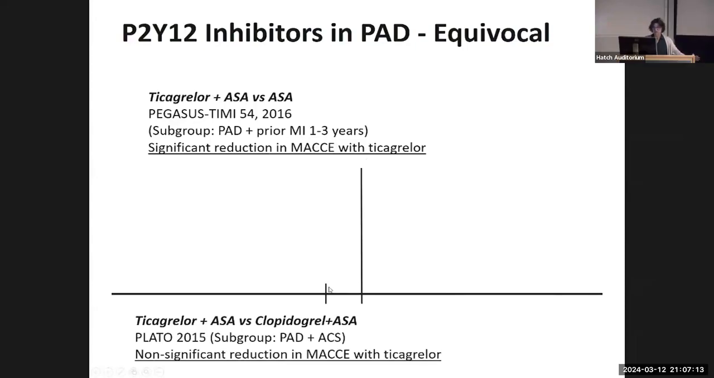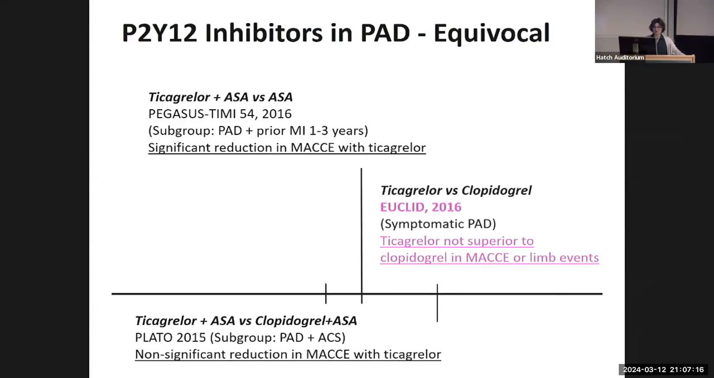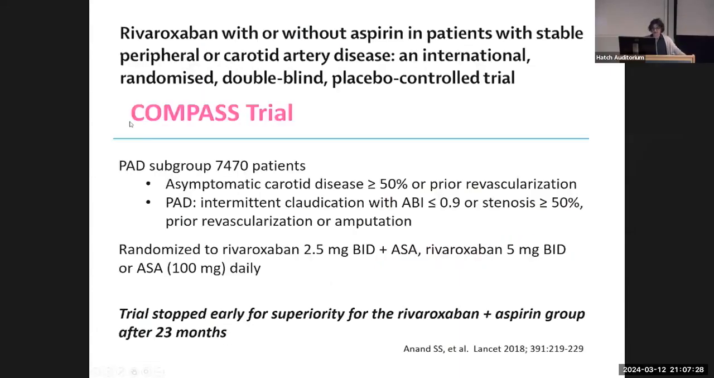So these two finally went head-to-head in the EUCLID study, ticagrelor monotherapy versus clopidogrel, and ticagrelor was not superior. So P2Y12 inhibitor for your symptomatic patient, doesn't matter which one. That's the takeaway. So that brings us to the COMPASS trial.